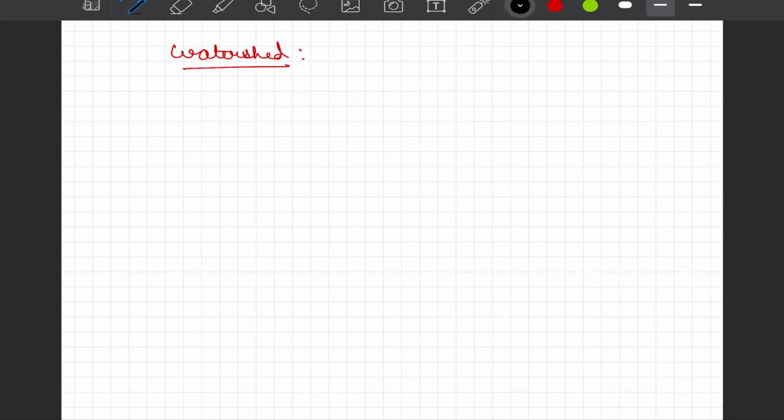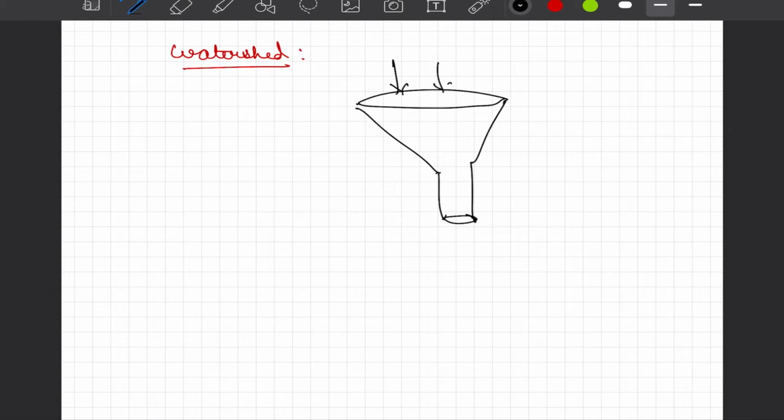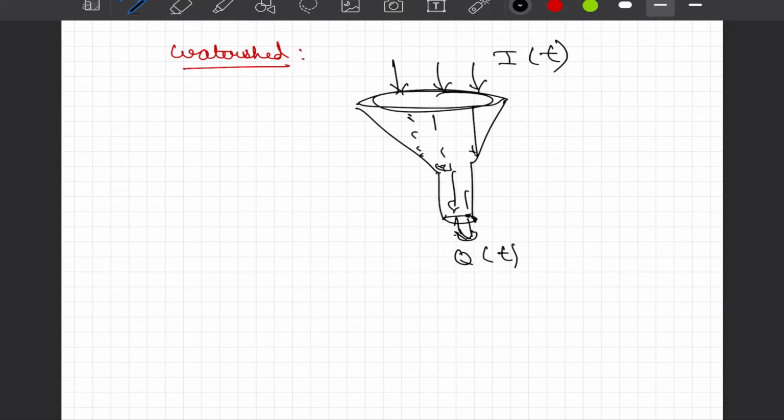Another important term that we will encounter frequently is the watershed. To understand the watershed, let us see it with the help of an example. Let us consider a funnel, and this funnel will take some inputs as I_T, and there would be some outputs as Q_T. In the real world, watersheds are similar structures. That means whatever is falling onto this area will stay within this particular funnel, and everything else would go to the second funnel.